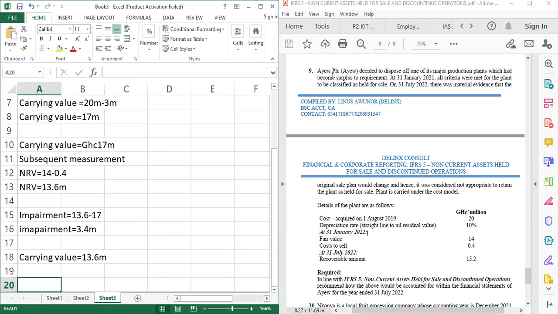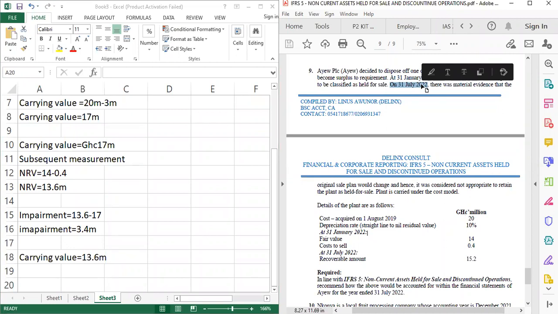But they are now saying that on 31 July 2017, there was material evidence that the original sale plan will change, and hence it was considered not appropriate to retain the asset as held for sale. It means that we can no longer classify the asset as held for sale. So what we do is that we now ask ourselves, assuming the asset was not classified as held for sale, what should have been the carrying value as at the day that we are saying that we can no longer classify the asset as held for sale?